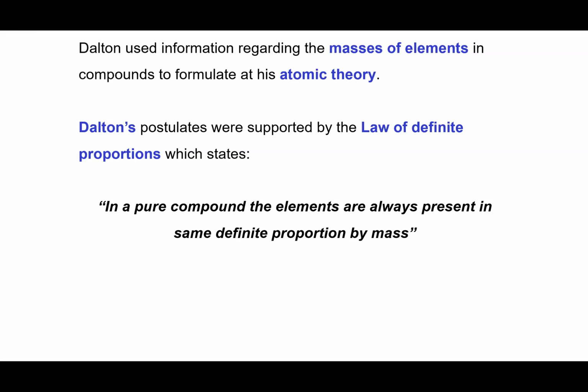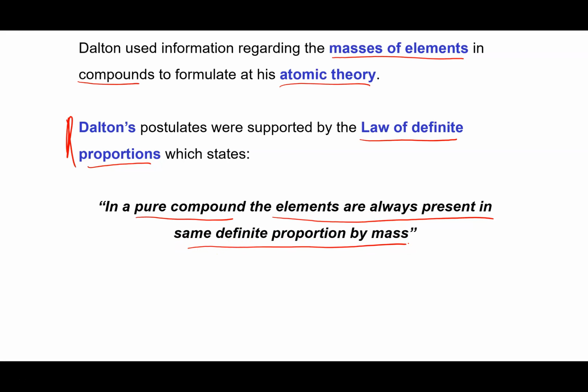What makes Dalton's theory different from what Democritus was saying was that he had physical evidence to back it up. He didn't just propose an explanation with no evidence. Dalton used information regarding the masses of elements in different compounds to formulate his atomic theory. It's a little bit complicated, but there were two laws that had been recognized by Dalton's time. The first one was the law of definite proportions. What this says is that in a pure compound, the elements are always present in the same definite proportion by mass.